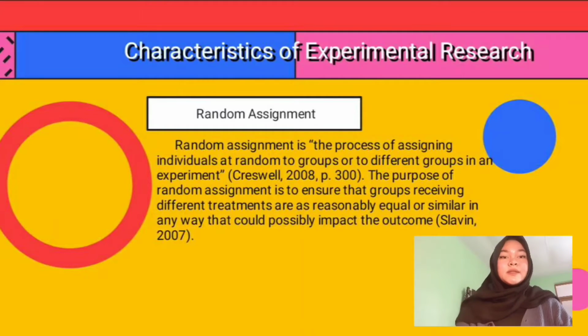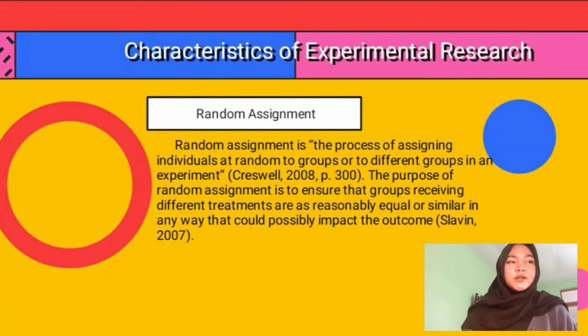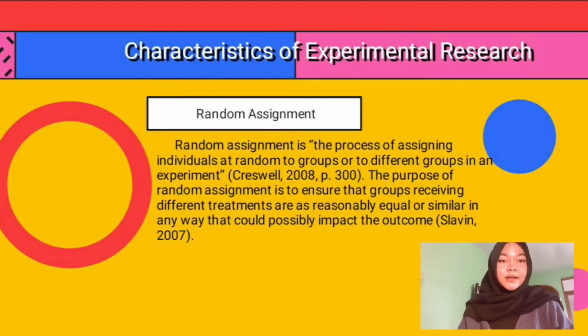And it is very important to know that random assignment and random selection do not refer to the same process. Rather, random selection refers to the process of selecting individuals. So that's the presentation from me. The next material will be explained by the second presenter.